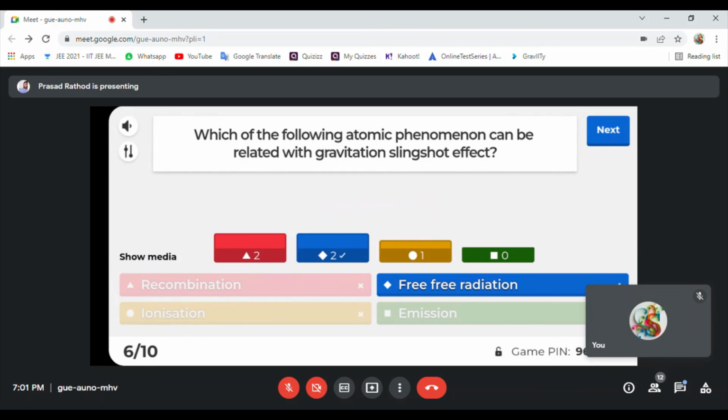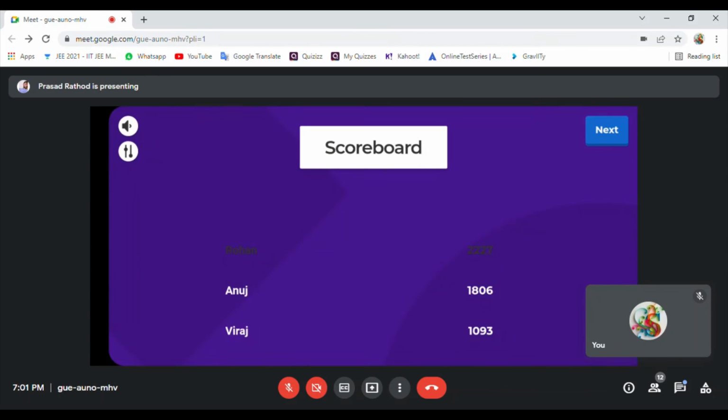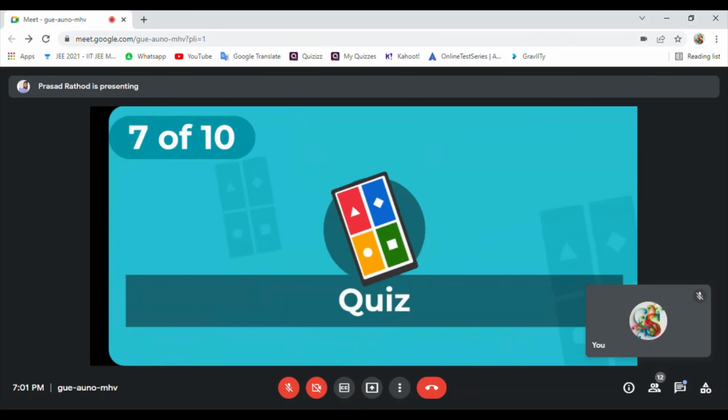Okay, so the correct answer is free radiation can be related with the gravitational slingshot effect. Let's see who's leading the scoreboard now. It's Anuj followed by Rohan, and again Khushi has gained her momentum and had a very strong comeback into the list. So let's get to the next question.